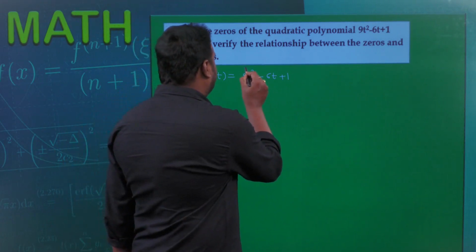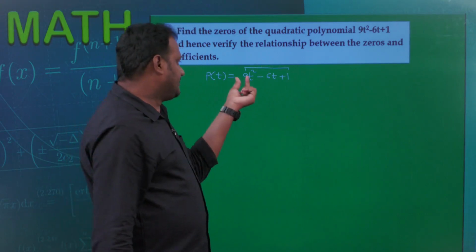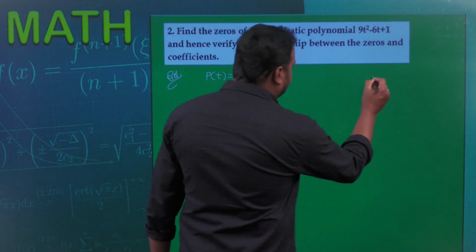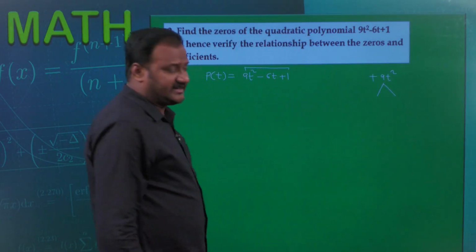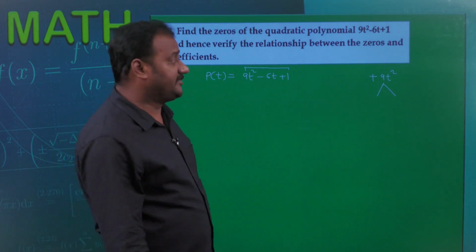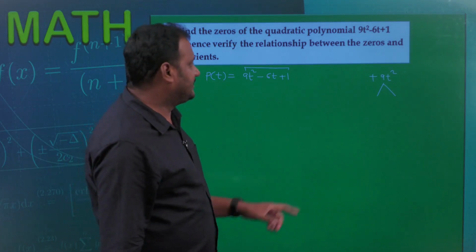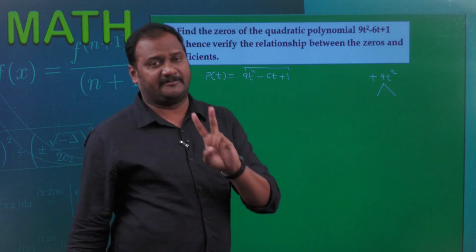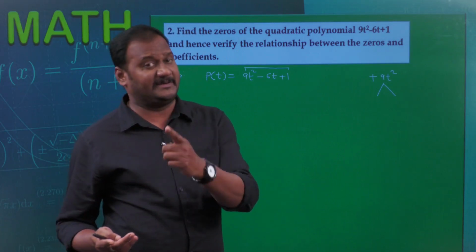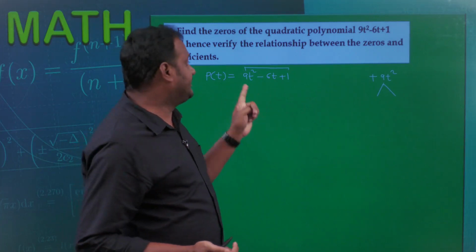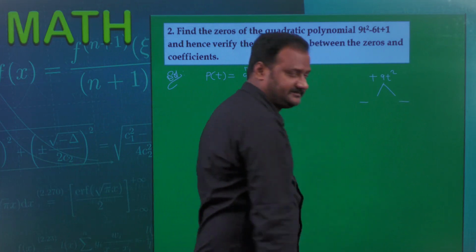First of all, you multiply the coefficient of t square with the constant term. 9t square into plus 1 is equal to plus 9t square. Now you will have to split that 9t square into 2 terms such that their product is 9t square and the sum is equal to minus 6t. When the product of 2 terms is positive, either both of them are positives or both of them are negatives. That depends upon the sign of the middle term. Here the middle term sign is negative, so both of them must be negatives.